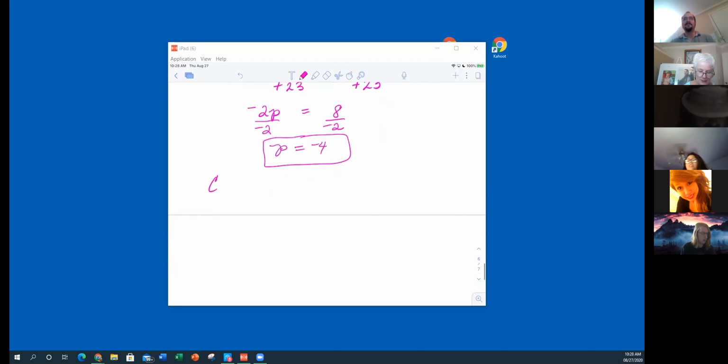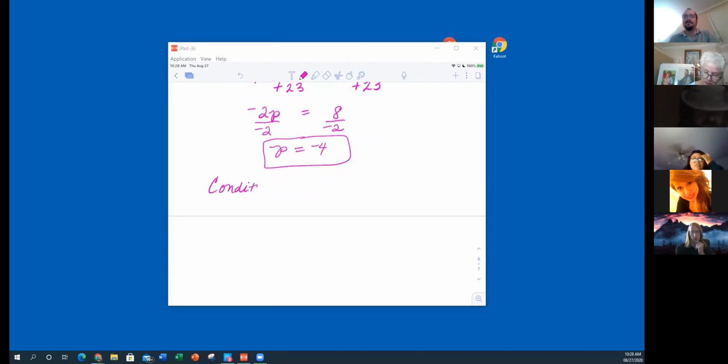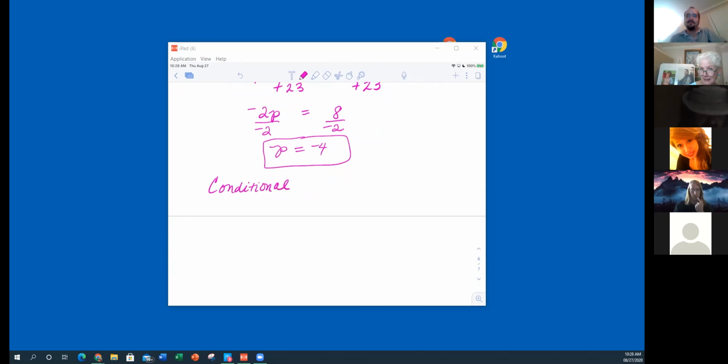All right, so there are 3 things that can happen when we're solving equations. One is that we get a conditional, and a conditional means that you actually get an answer.